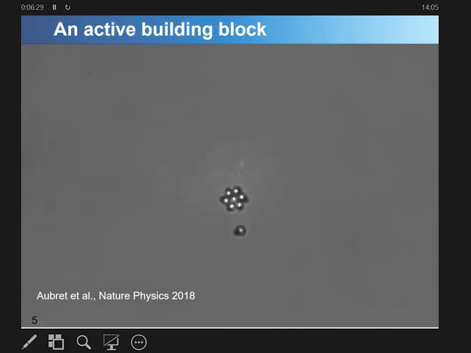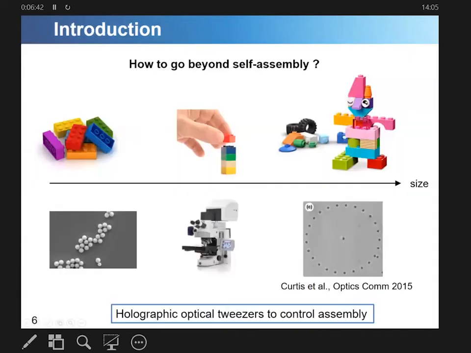Success every time. At some point you may succeed, but it's not always super robust. And also, the kind of structures that you can make is limited. So you don't have specificity over the kind of structures that you want to build. The question is now, okay, how can you go beyond this and build a specific structure?